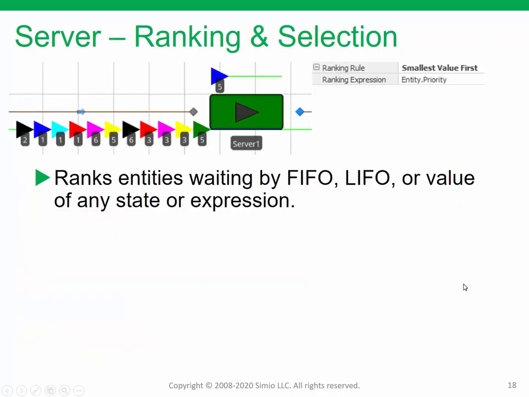So the notion of ranking and selection: basically we are ranking entities that are waiting in an input buffer, and then we're selecting the next entity to be processed.